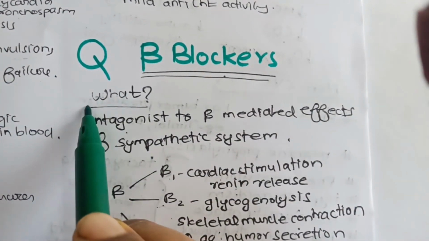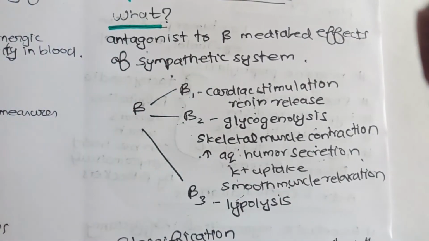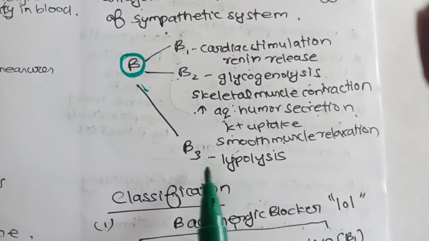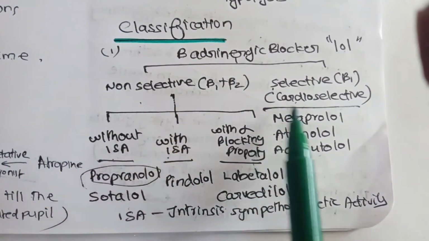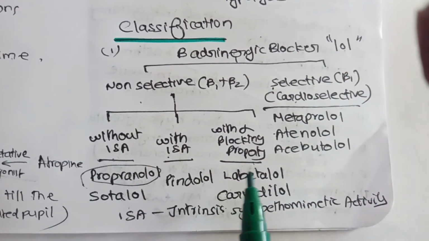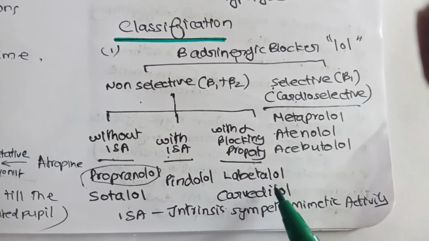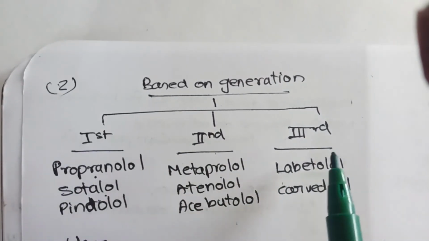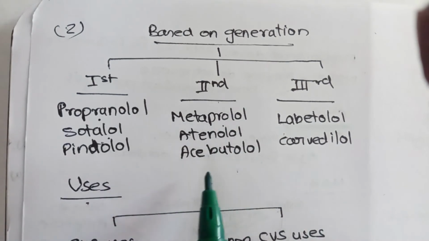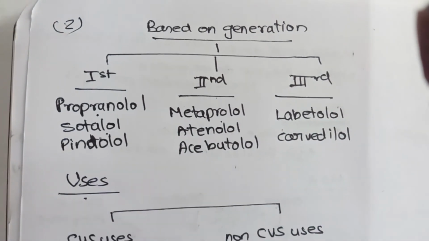So once again, recap from the beginning. We have learned what it is and all the functions of the three receptors beta 1, beta 2, beta 3. In classification, we learned about two types of classification, one based on selectivity, and we know that all the drugs end in LOL, and then the other type of classification based on generation, the first, second, and third, and we learned about propranolol, which is the common type of drug we talk about.